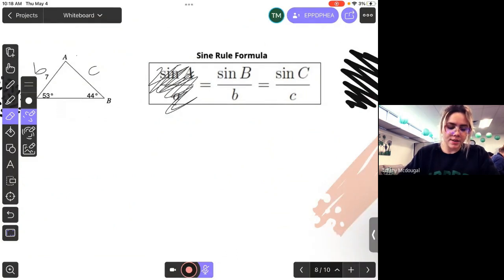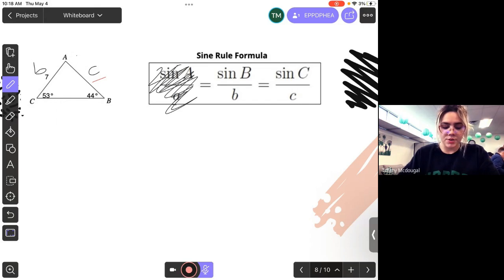So it looks like I'm going to be solving for little c here, because I know what little b is, but I don't know what little c is. I do know what capital C is, and I do know what capital B is. So let's go ahead and plug in.